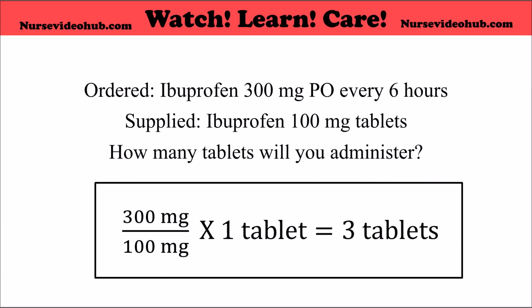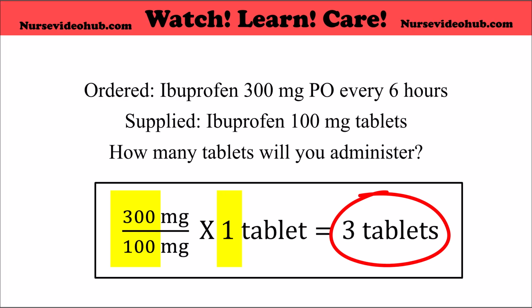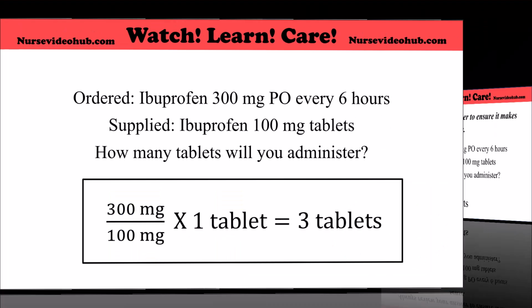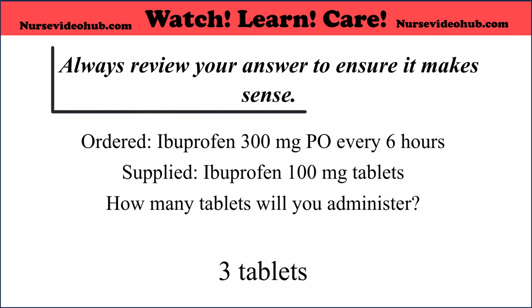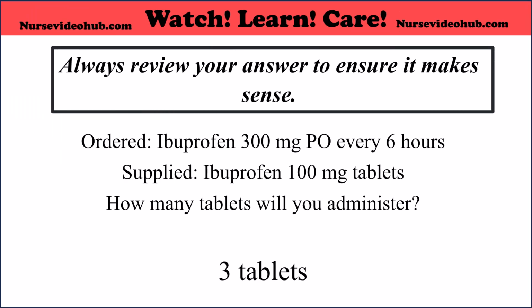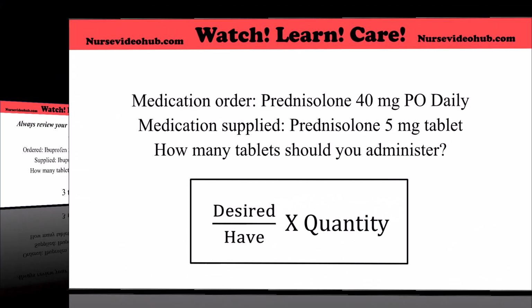Now you can calculate the number of tablets to administer. 300 divided by 100 equals 3. 3 times 1 is 3. You would administer 3 tablets to equal the 300 milligram dose. Always review your answer to make sure it makes sense. In this case, if each tablet is 100 milligrams and you administer 3 tablets, 3 times 100 equals 300 milligrams.